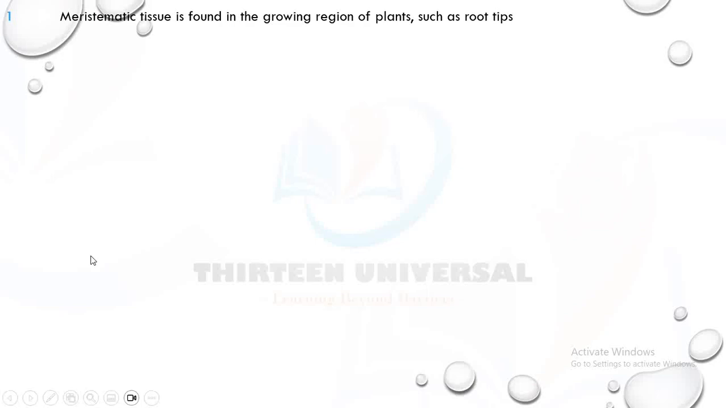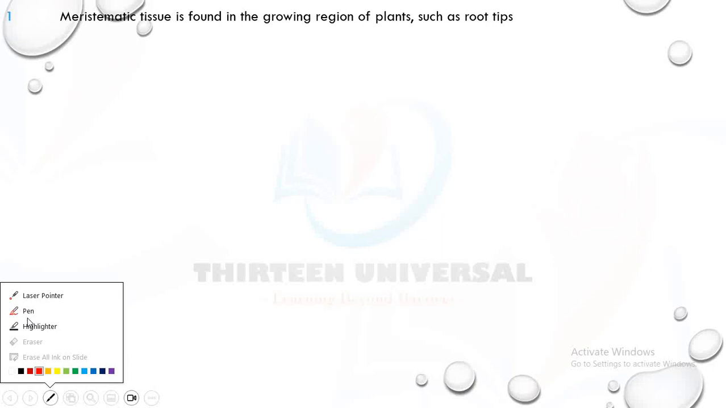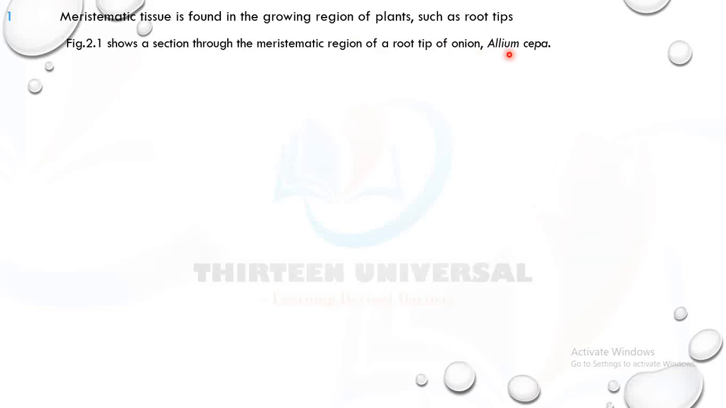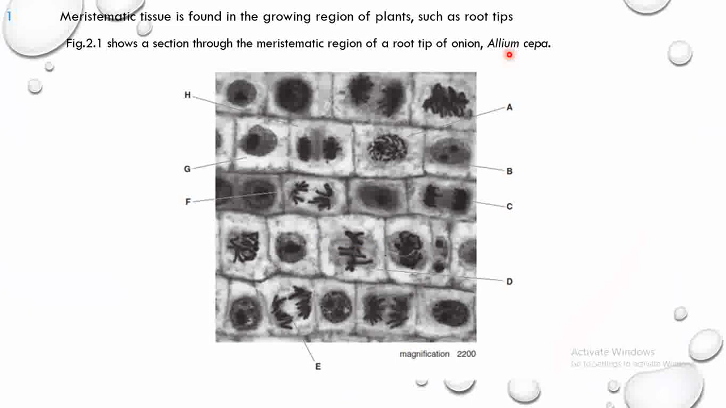Meristematic stem tissues in the growing plant. We're going to be a bit fast, guys. Growing regions of plants such as root tips. Figure 2.1 shows a section through the meristematic region of a root tip of Allium cepa. So that's onions. All right, do you like onions? You can see all of that.